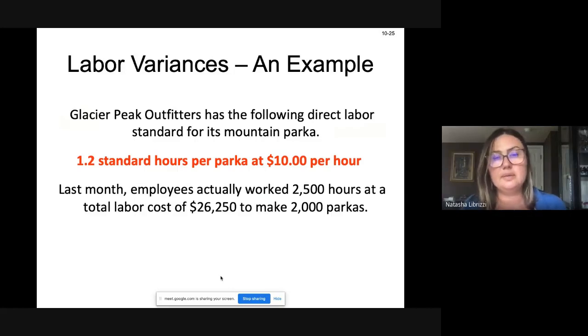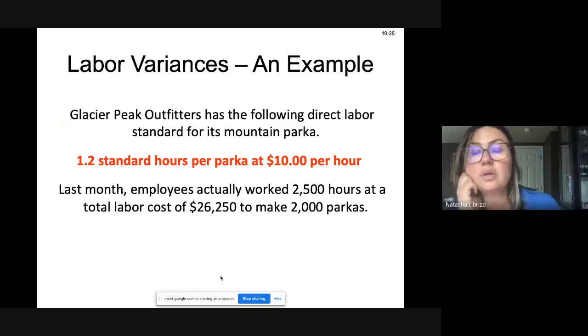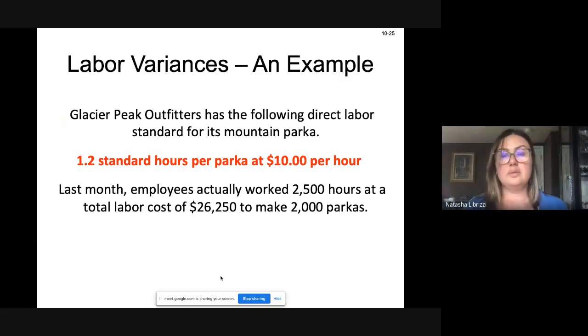The same company, Glacier Peak Outfitters, has the following direct labor standards for its mountaineer parkers. It takes about 1.2 standard hours per parker, and we're willing to pay $10 per hour for this level of work. Last month's employees actually worked 2,500 hours at a total labor cost of $26,250 to make 2,000 parkers.